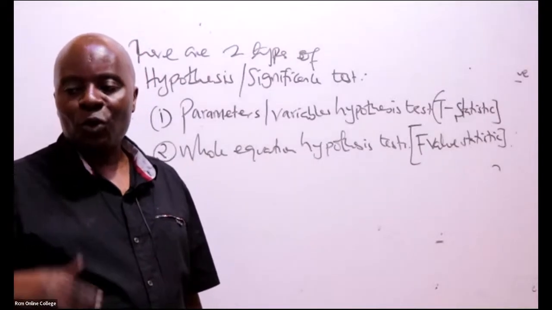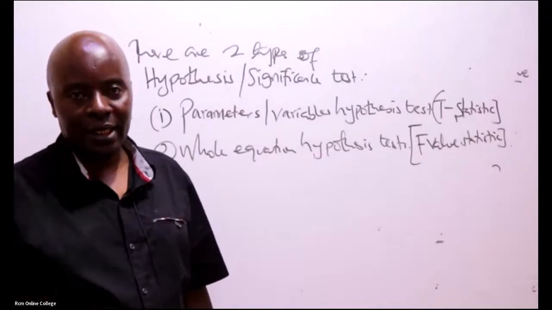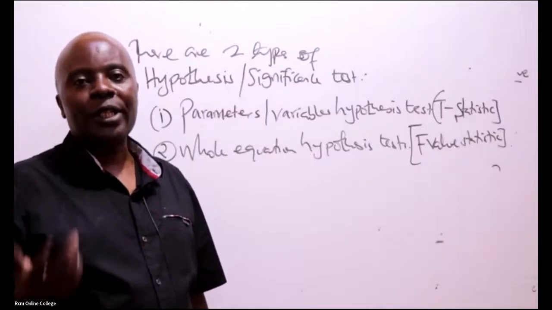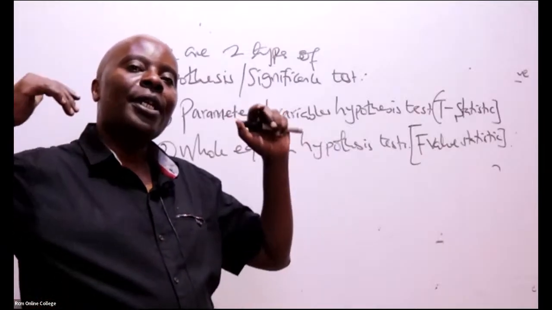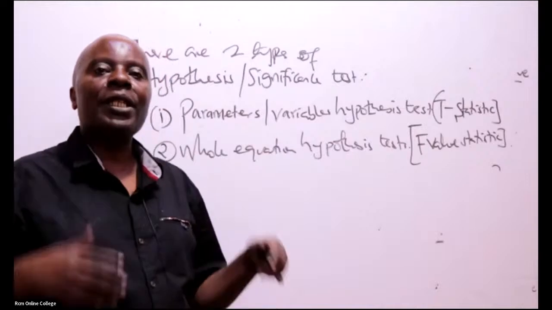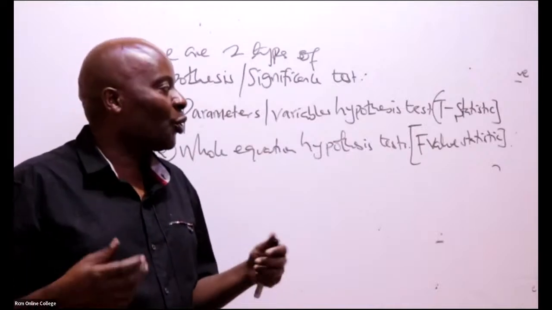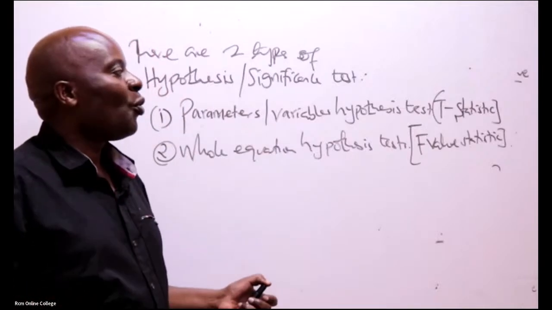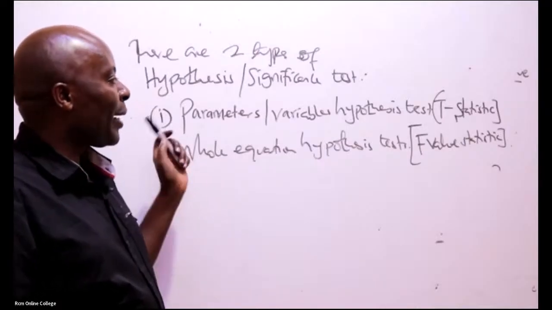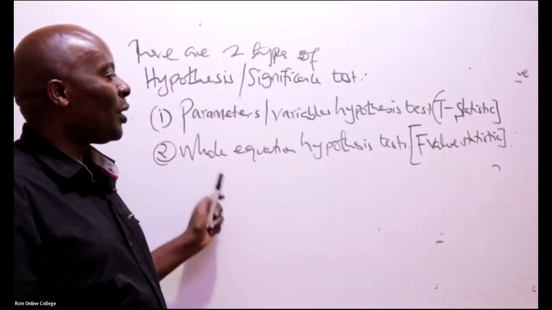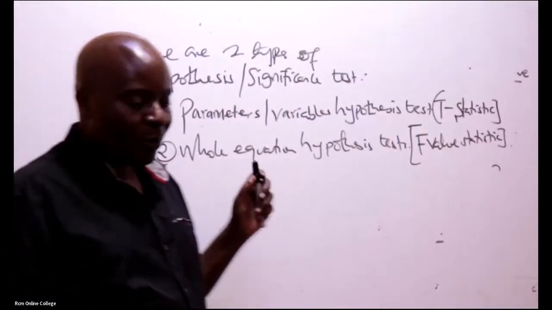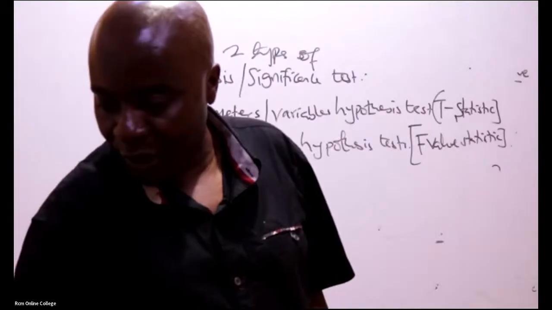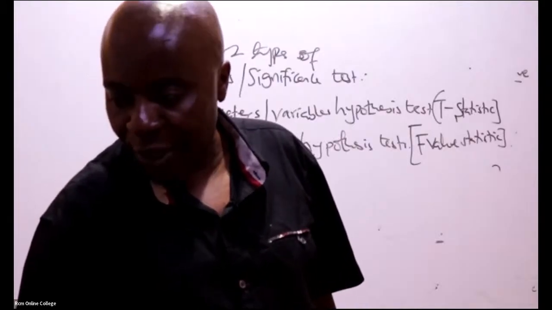So we have two types of hypotheses. Of course, the claim here is that our regression equation is working very well. But that is just a hypothesis. So there are two types of hypothesis tests: the parameters hypothesis and the whole equation hypothesis. So for number three, what hypothesis do they want me to do?